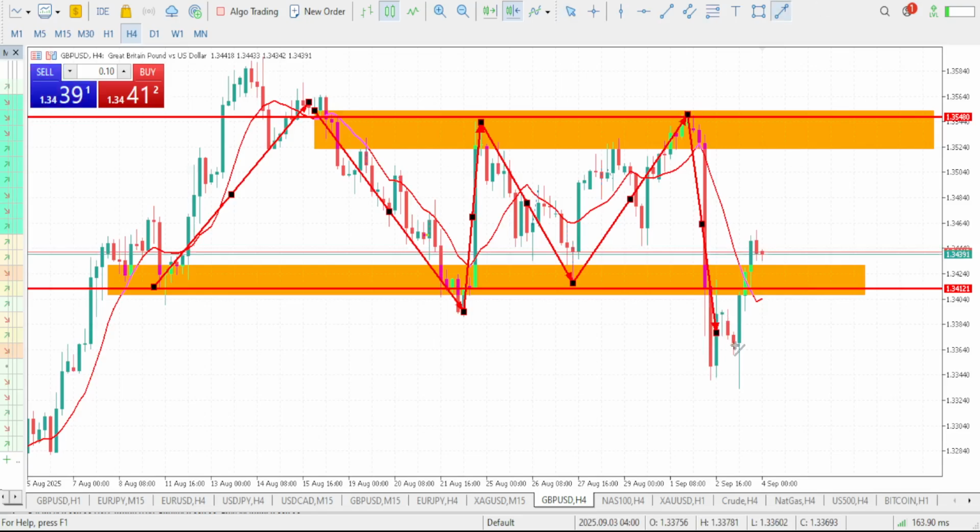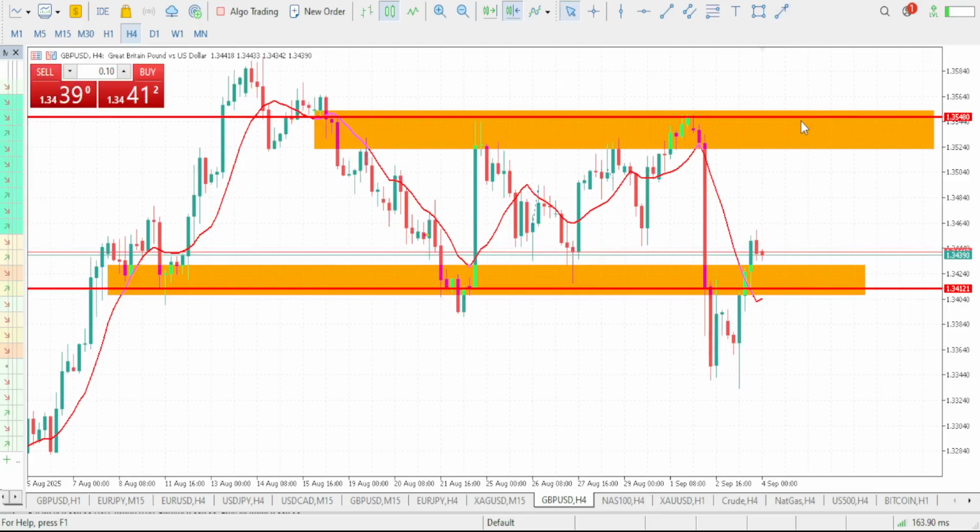So we will be expecting that continuous movement to come to tap our resistance level. So we will be expecting a little bit of a pullback and then one more push up. So we would expect that higher high and that higher low to tap our resistance level.